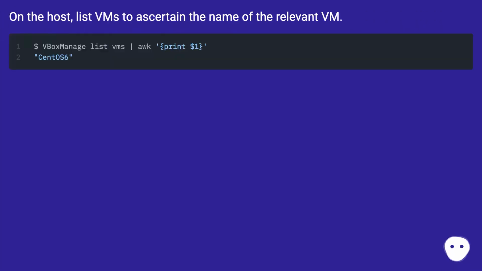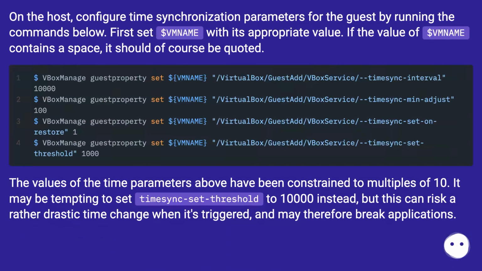On the host, list VMs to ascertain the name of the relevant VM. On the host, configure time synchronization parameters for the guest by running the commands below. First, set $vname with its appropriate value. If the value of $vname contains a space, it should of course be quoted.